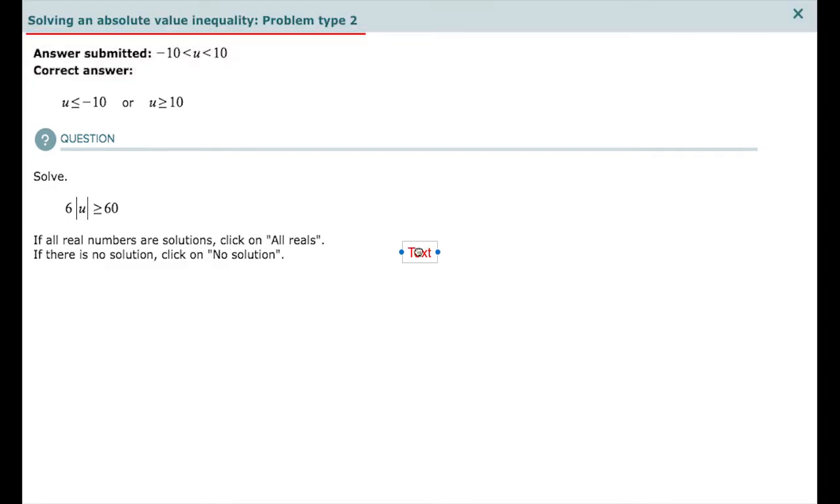So we have, let's type this in, 6 times the absolute value of u. So these signs right here, the absolute value signs that you see here, is greater than or equal to, so we'll just remember that this line goes over here, 60.